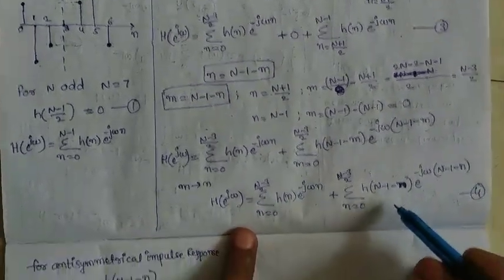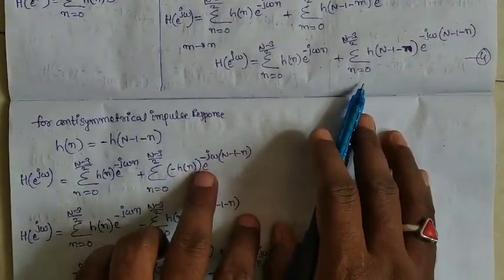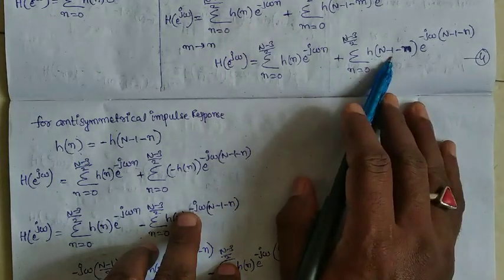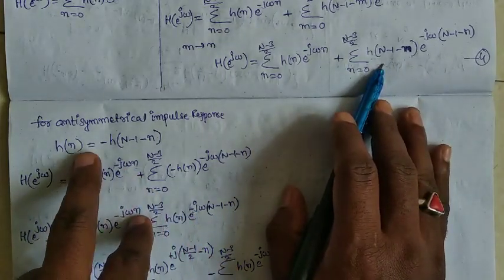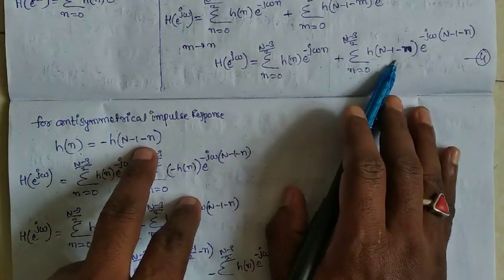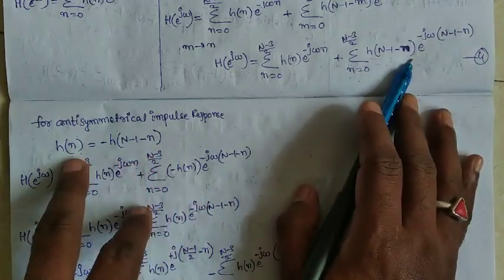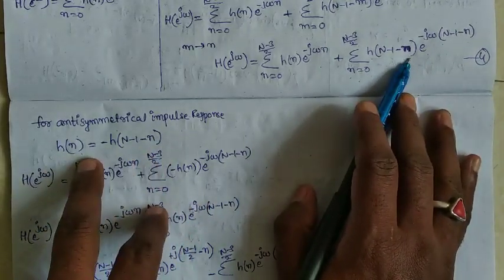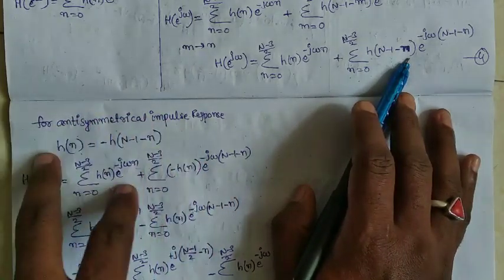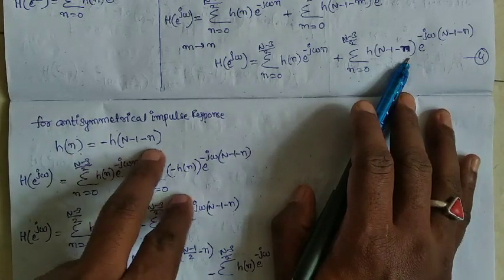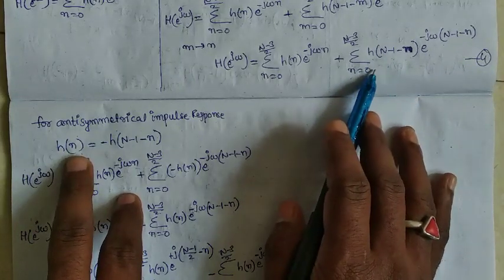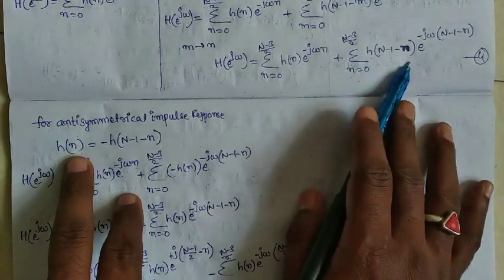Here for anti-symmetrical impulse response, h of capital N minus 1 minus n is equal to minus h of n. For the anti-symmetrical impulse response, h of n is equal to minus h of capital N minus 1 minus n. So this value is equal to minus h of n. The condition for anti-symmetrical impulse response is h of capital N minus 1 minus n equal to minus h of n. Here I am substituting that value in this equation.